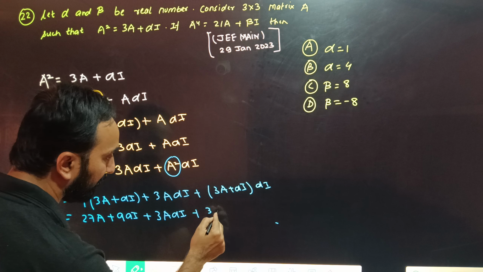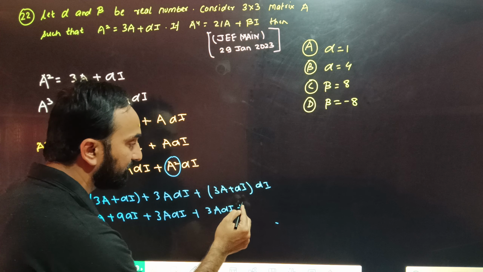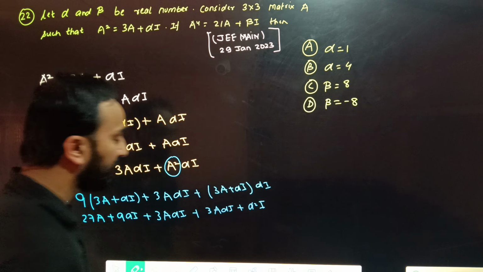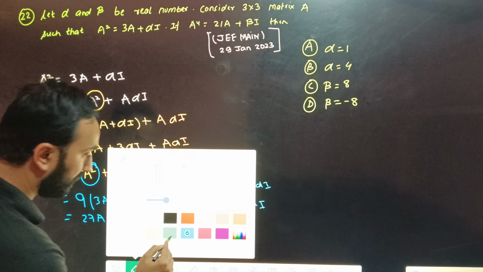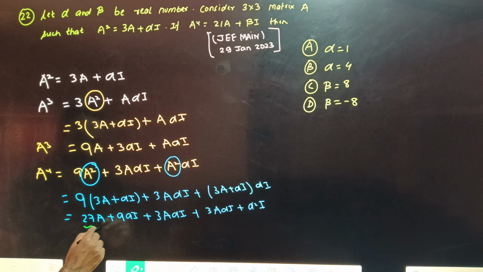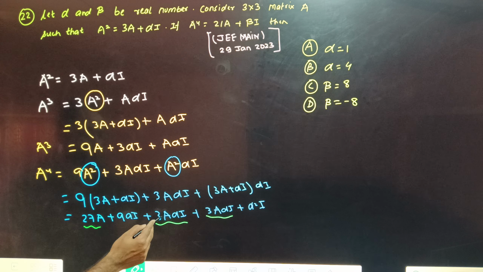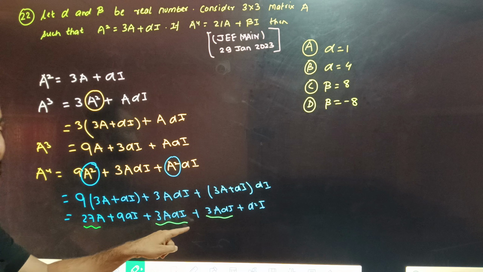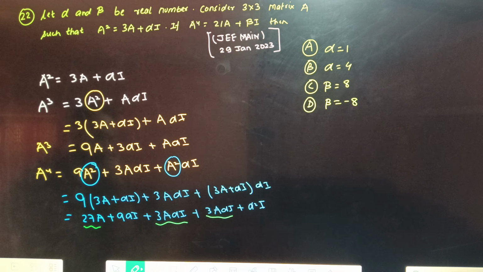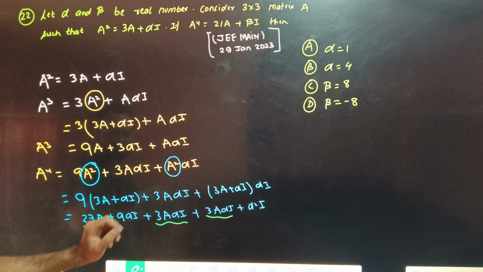plus 3A alpha I, and this is alpha square, and I square is nothing but I. Now let's see how many terms in this equation contain A. I can see A here, and A here, and A here. If we add 3A alpha I plus 3A alpha I, this will become 6A alpha I, and this is 27A. And alpha I is nothing but, if you multiply something with I, the matrix remains the same.